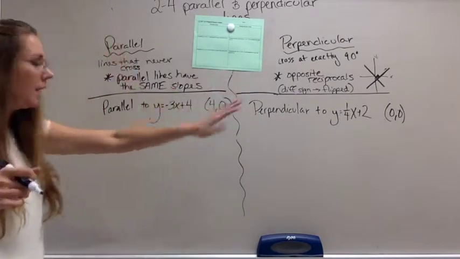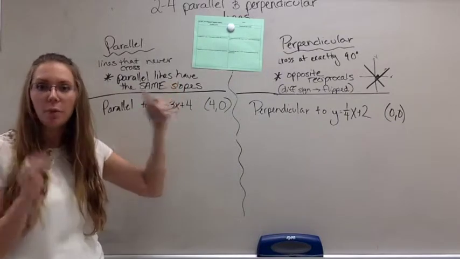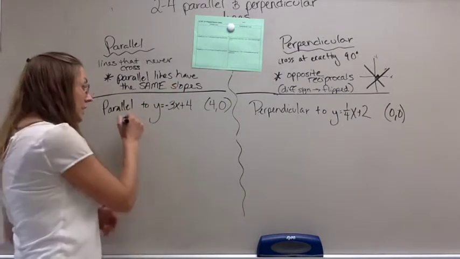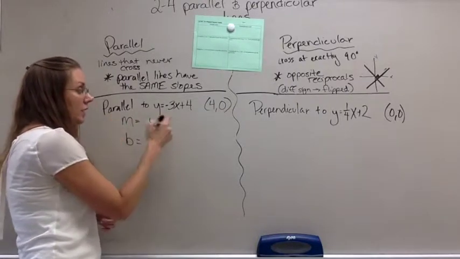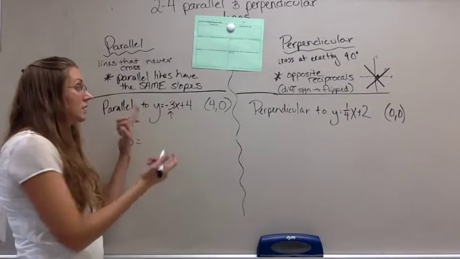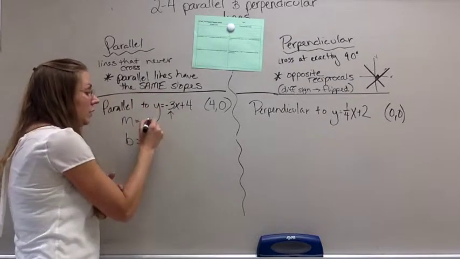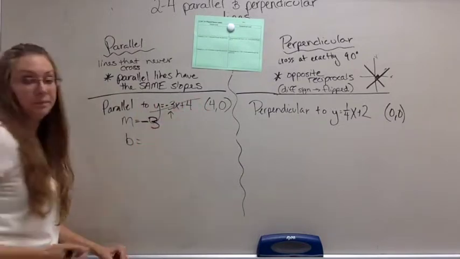So I'm thinking, I see the word parallel. First thing I notice, parallel, same slope, that's what I'm starting with. I need to know my slope, and I need to know my b, and if it's parallel, I'm going to take this slope, and I'm going to steal it, okay? If it's parallel to it, same slope. So my new m is going to be negative 3, the same thing. I'm done with this now.